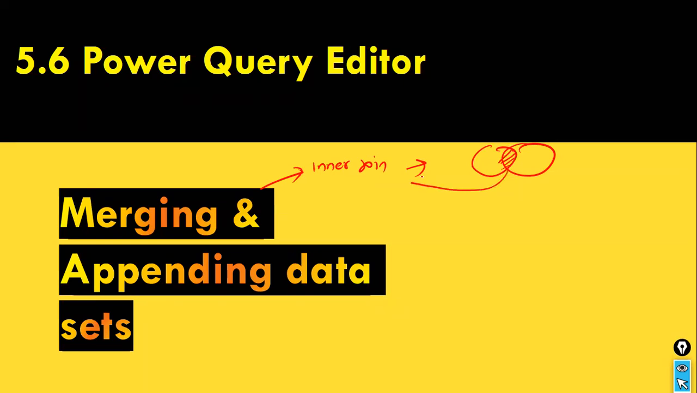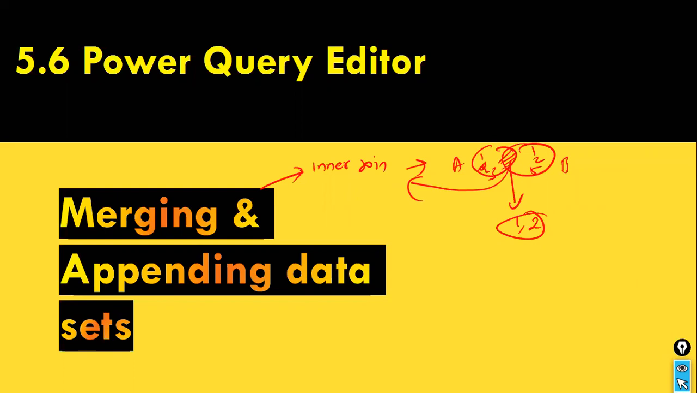This is your inner join. The common values, for example, between table A and table B. So 1, 2, 3 is there, and here you have 1, 2, 5. What is the common value? The common values are 1 and 2. This is nothing but your inner join.